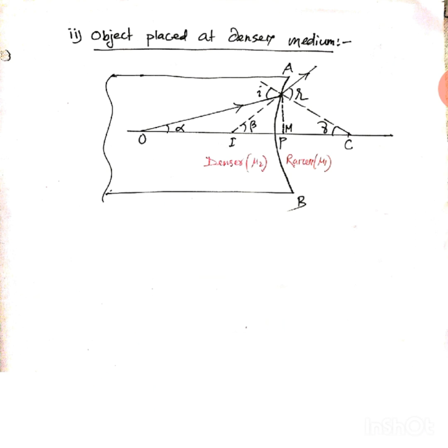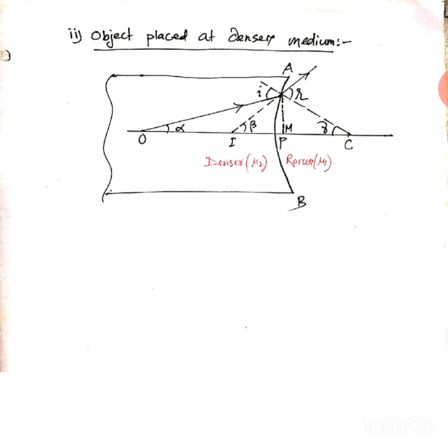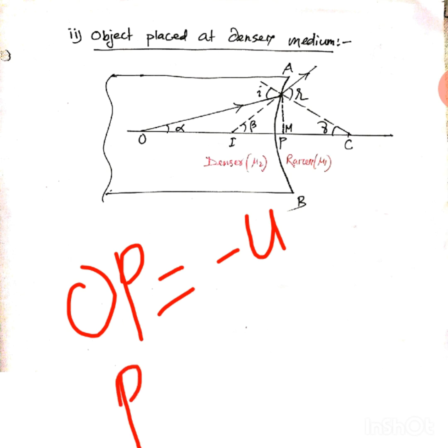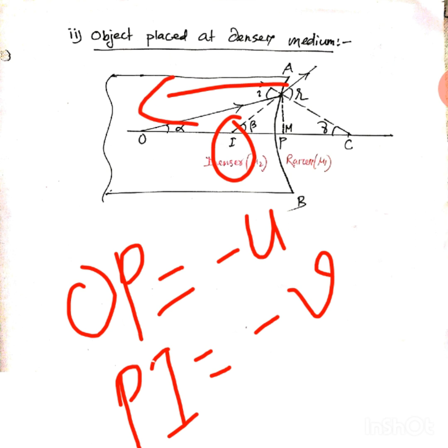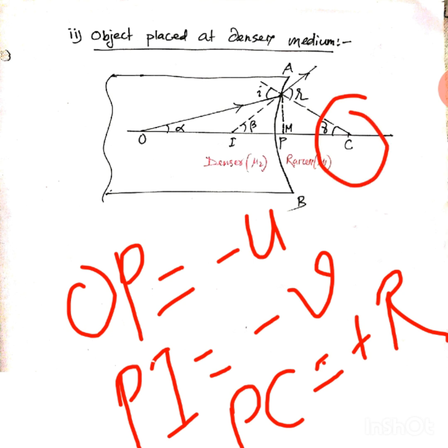In this case I am telling you how to use the sign convention. OP will be the object distance, which is always negative. PI will be the image distance, this will be negative. Why? Because your image is towards the left. Clear? And PC will be plus R. Why plus R? Because your center is towards the right. So this distance from P to C is your radius R, and as it is towards the right, I am writing plus. This way you have to use the sign convention.